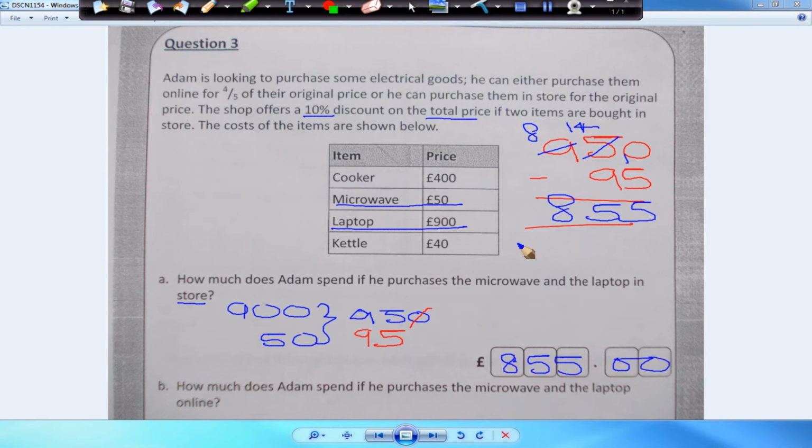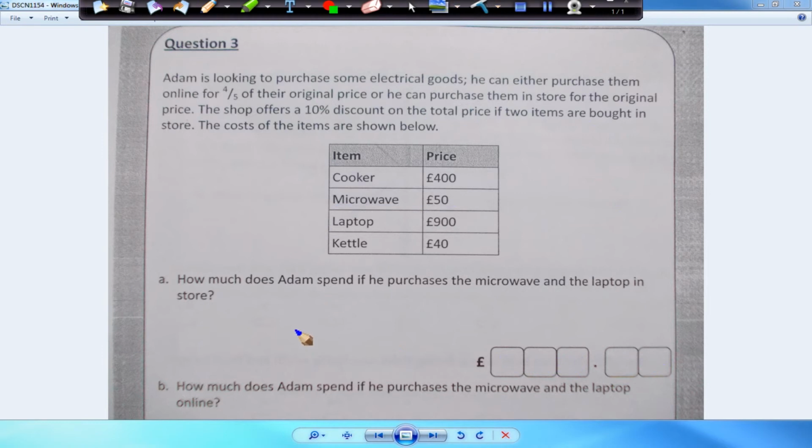Has everybody copied all this working out, yes? So I'm going to blank the screen now because I'm not going to really move the page. Okay, I'm going to blank the screen. Right, question B. How much does Adam spend if he purchases the microwave and the laptop online? How much does he spend? Not how much he saves, the same thing. How much does he spend if he purchases them?